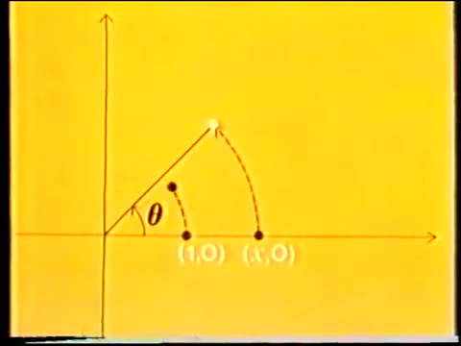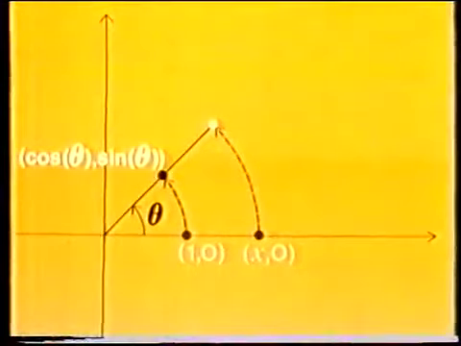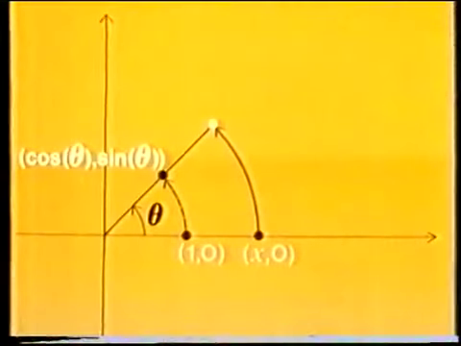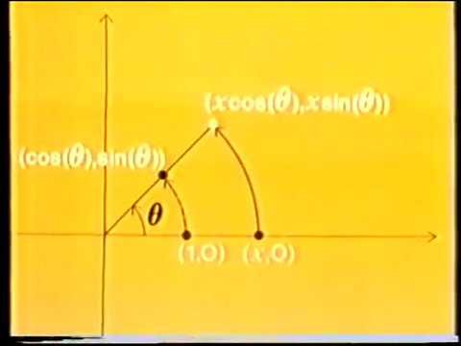Now, 1, 0 rotated through theta ends up at cos theta sine theta. If we dilate by a factor of x, 1, 0 transforms into x0, and cos theta sine theta transforms into x cos theta, x sine theta.